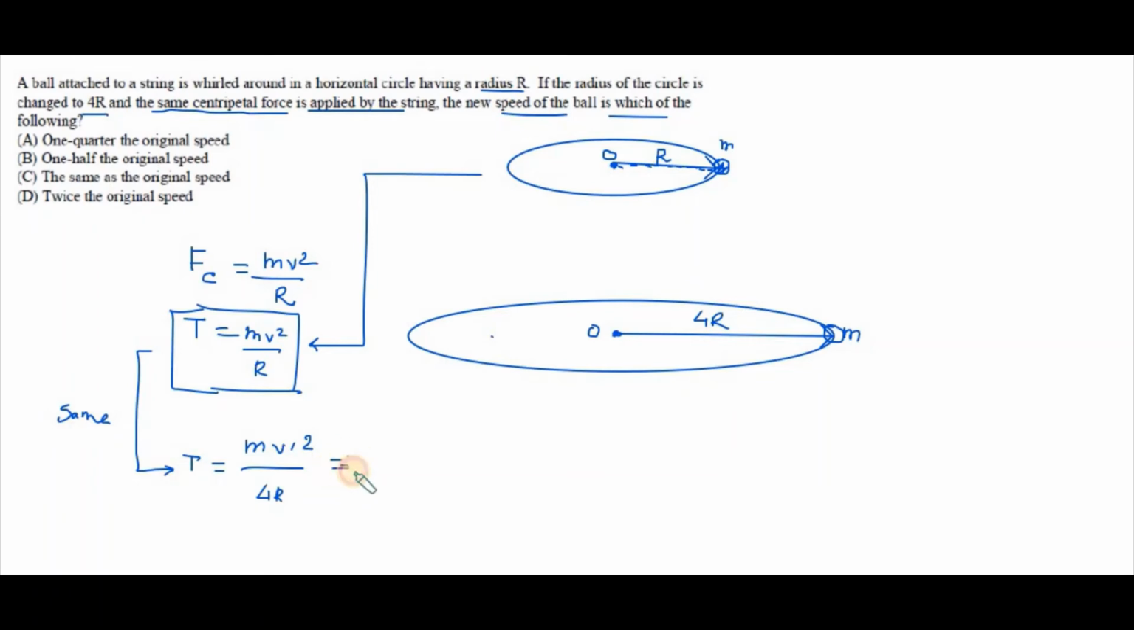So from there we can equate the two relations: m v square upon r is equal to m v prime square upon 4r. Finally, m and r are cancelled out. So v prime square is equal to 4 v square, and from there we can say v prime is equal to 2 v if we take the square root on both sides. That means finally the speed becomes twice the original speed.